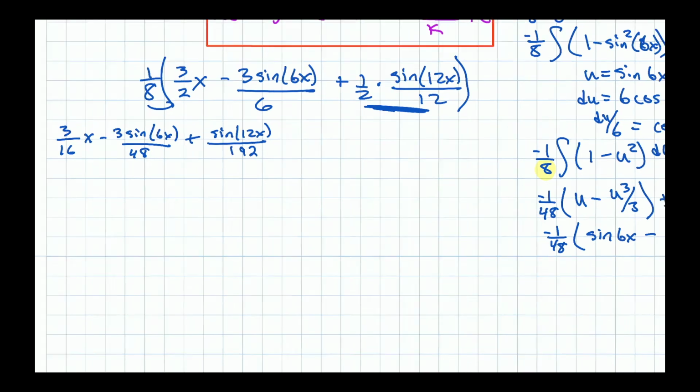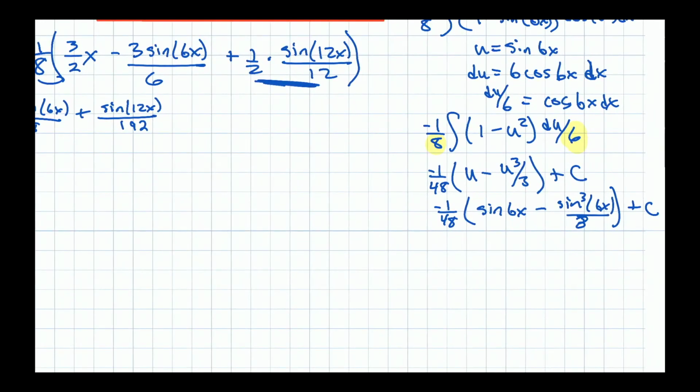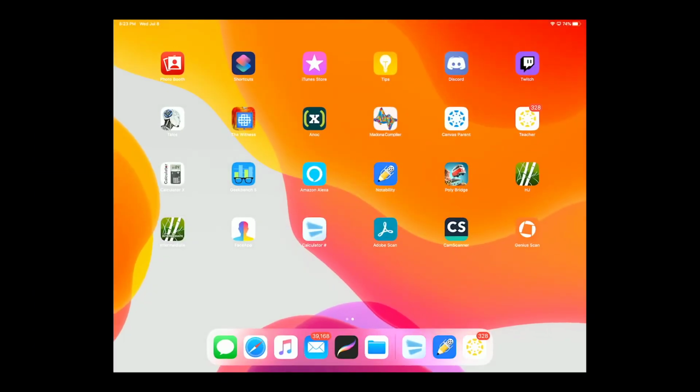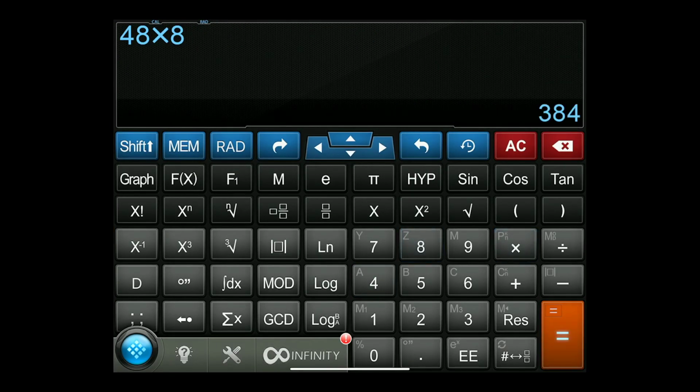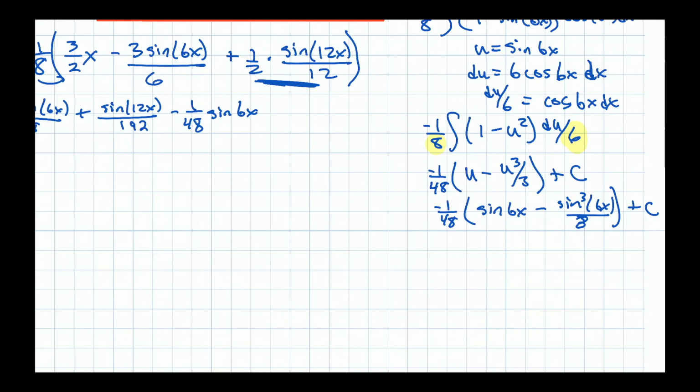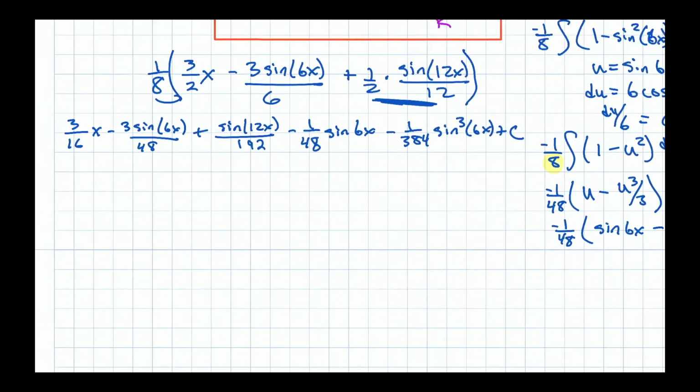Okay. And then we've got these two terms over here. So I've got minus 1 over 48 sine 6x. And then 48 times 8. What? It's impossible. Okay, 48 times 8. Okay, it's not actually impossible. We can just use a calculator. 384. So I've got minus 1 over 384 sine cubed 6x plus c. So all of that.